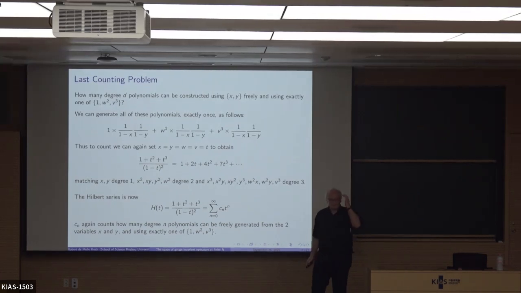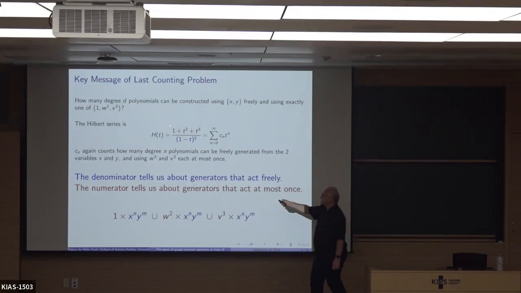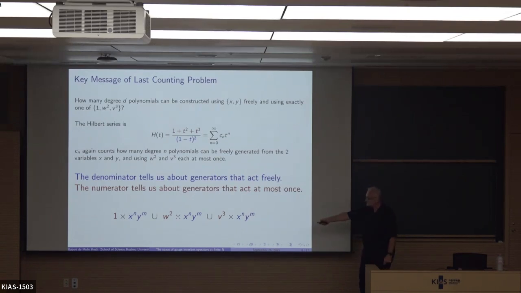Good. So this Hilbert series is again counting the number of degree d terms multiplying t to the d. I want you to keep something in your mind from this counting problem, and it's the following. If we look at this Hilbert series, these are the objects we were counting. We had 1, w squared and v cubed exactly once, and then the x's and the y's acted freely. We could raise them to any power. The numerator of the Hilbert series is telling us about generators that act exactly once. The denominator of the Hilbert series is telling us about generators that act freely.